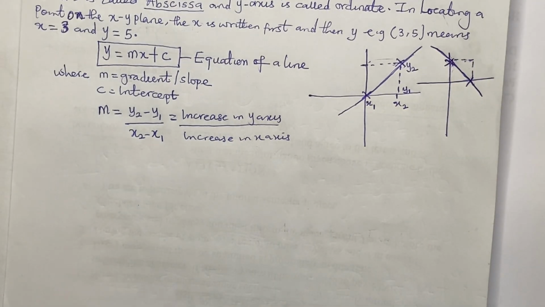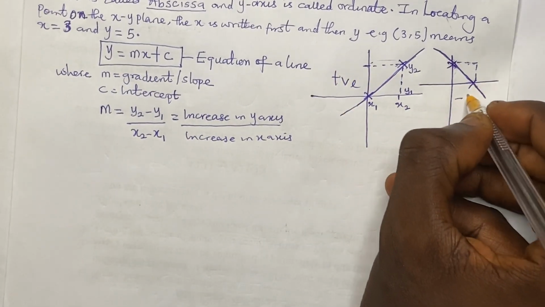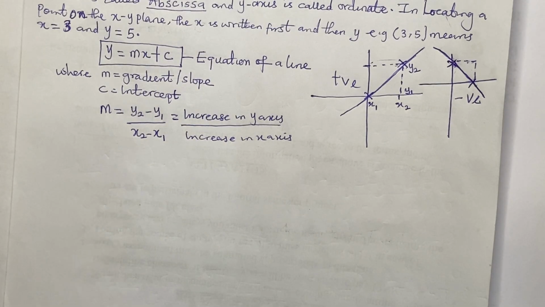This is a negative graph and this is a positive graph. And you are going to be seeing how that applies when we start solving examples, how you are going to get to know which one is negative and which one is positive.